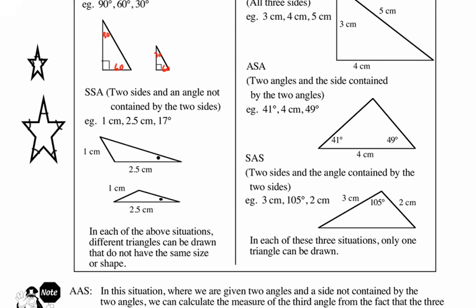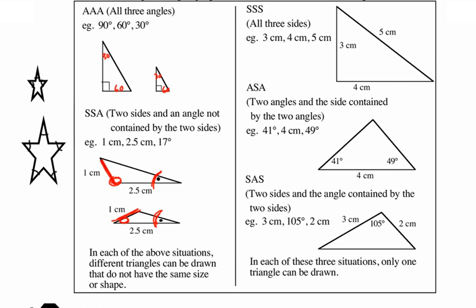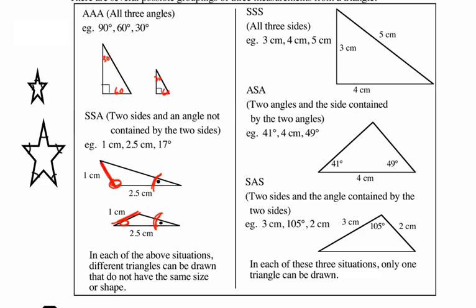What if we have two sides and an angle, but the angle's not contained between those two sides? There are actually two ways to draw that situation, because we don't know this angle right here. It has an ambiguous case. The 1 centimeter side could go this way, or we can put the 1 centimeter that way, and both would give you that same angle right here. So side-side-angle, when the angle's not contained, does not prove congruency.